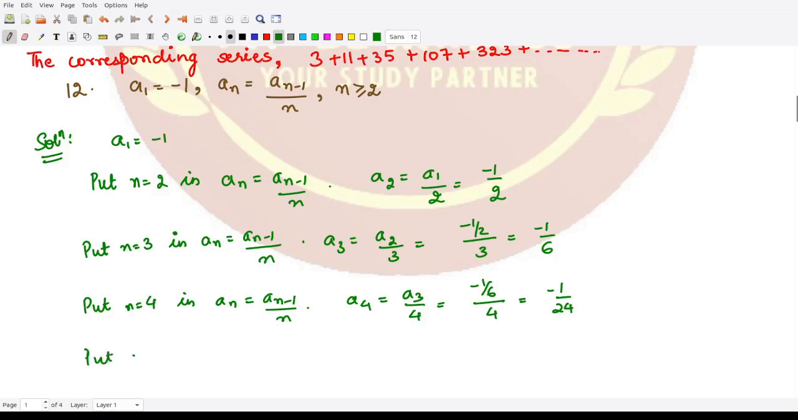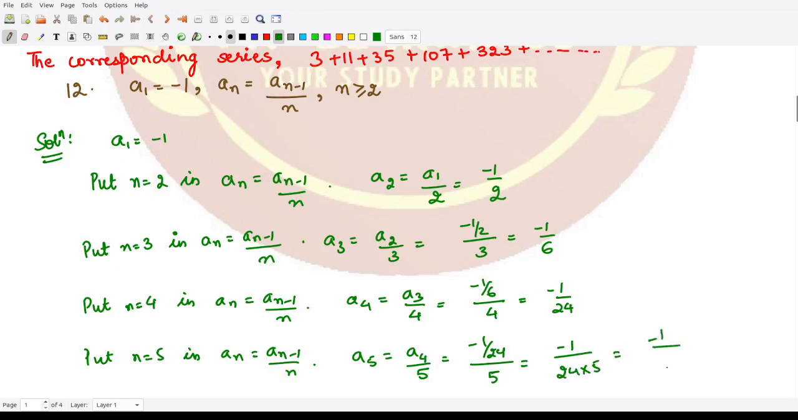Okay, and the last term, n equal to 5, is obtained when we substitute n equal to 5 in the general term. So in this case a5 would become a4 divided by 5. What is the value of a4? It is minus 1 by 24. So minus 1 by 24 divided by 5 would be equal to minus 1 divided by 24 into 5. Now how much is that? We just have to multiply them both. So it is 120, right? So these are the first 5 values of our given sequence, right?